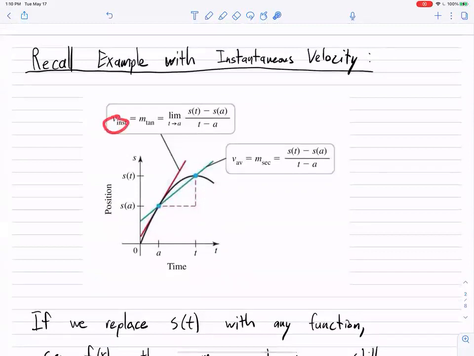So remember, instantaneous velocity is the slope of the tangent line, which is the limit as t approaches a. So as this number gets closer and closer to a, this secant line will get closer and closer and will eventually become the tangent line, because the average velocity in the secant line is just s of t minus s of a over t minus a, which is the slope of that line. And if you take the limit as t goes to a, then the slope of the secant line becomes the slope of the tangent line.